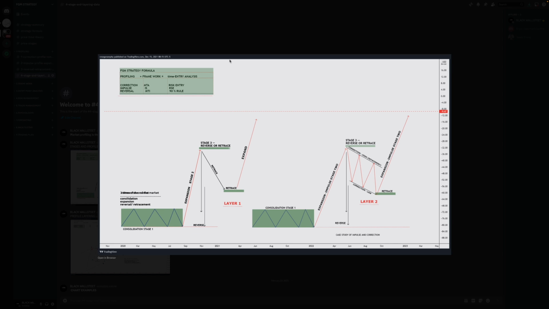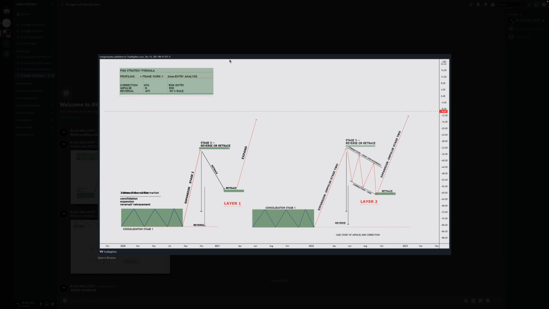framework, time, entry analysis. Simple, right? So when you go home, you are going to go under profiling and see what kind of behavior do I trade, right? Is it correction? Is it impulse? Is it a reversal? Which portion of this cycle am I trading? That becomes your profiling. And then whatever strategy or method of analysis you're going to use to dissect this price action, you're going to fit into those particular sections, right?